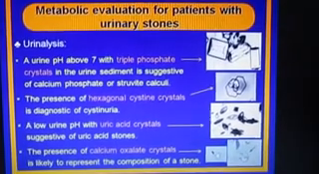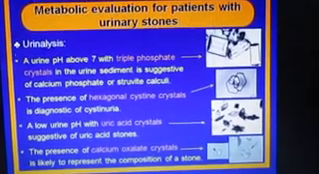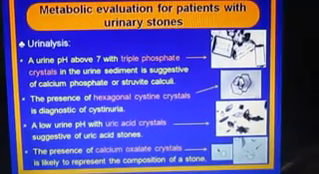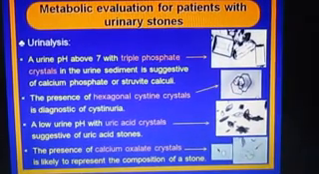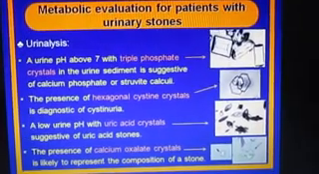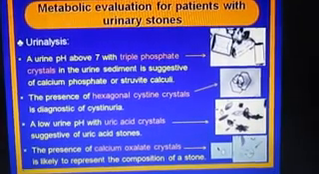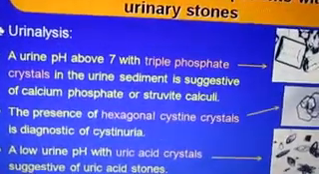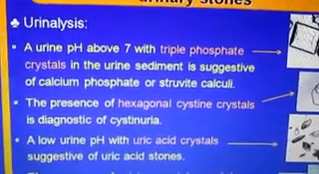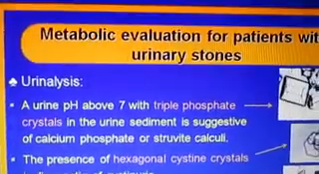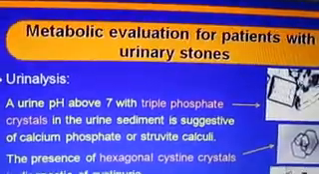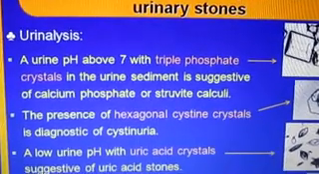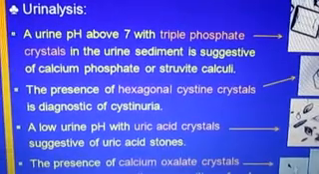Urine analysis. Urine pH above 7 suggests phosphate crystals, and in the picture, the urine sediment is suggestive of calcium phosphate or struvite calculi. The presence of hexagonal cystine crystals is diagnostic of cystinuria. A low urine pH with uric acid crystals is suggestive of uric acid stones, and the presence of calcium oxalate crystals is likely to represent the composition of a stone, which is calcium oxalate.